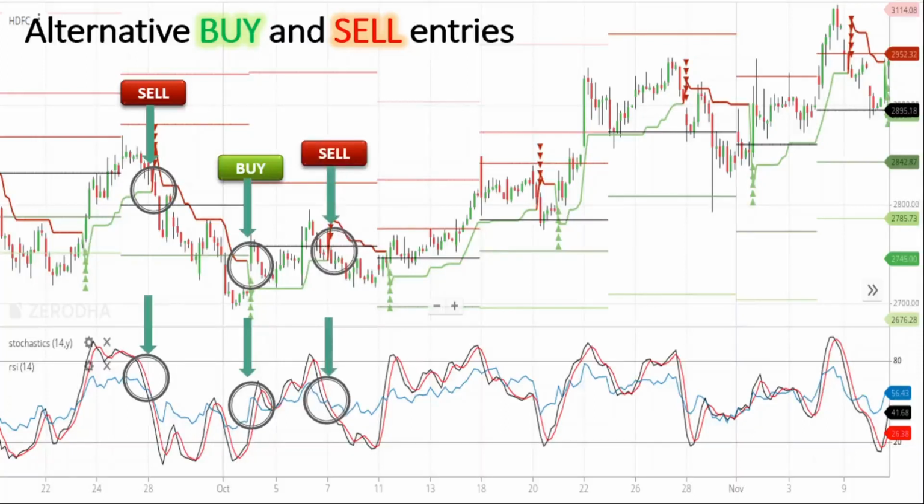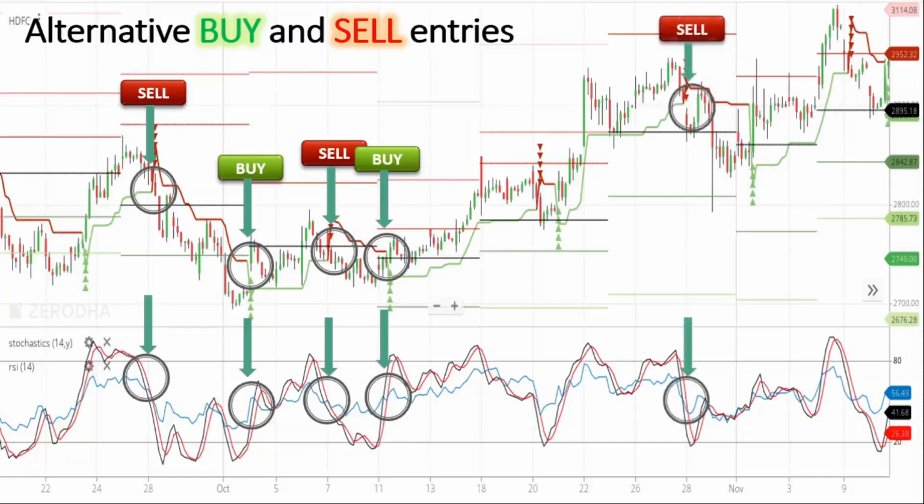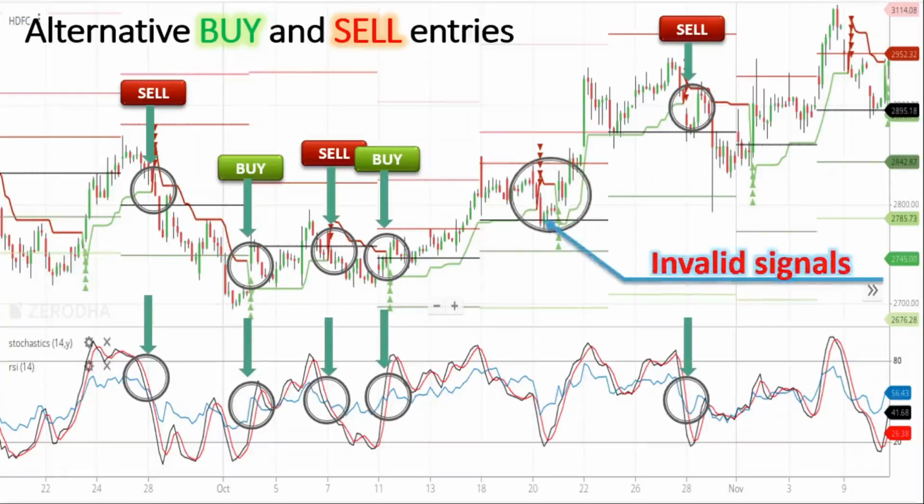On the next sell signal, we can place a sell order for 2 lot quantities to book profit for the existing one lot and a fresh selling of another one lot. We can continue doing this till the expiry. We can notice here an invalid signal where only one condition met. These invalid signals can be ignored.